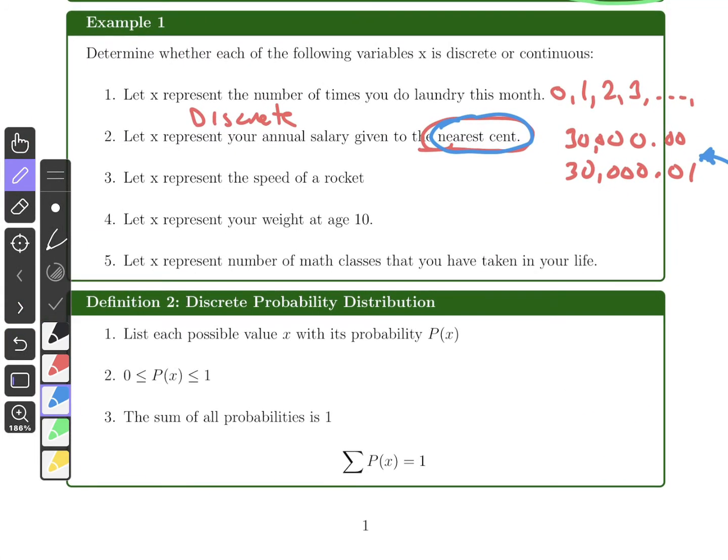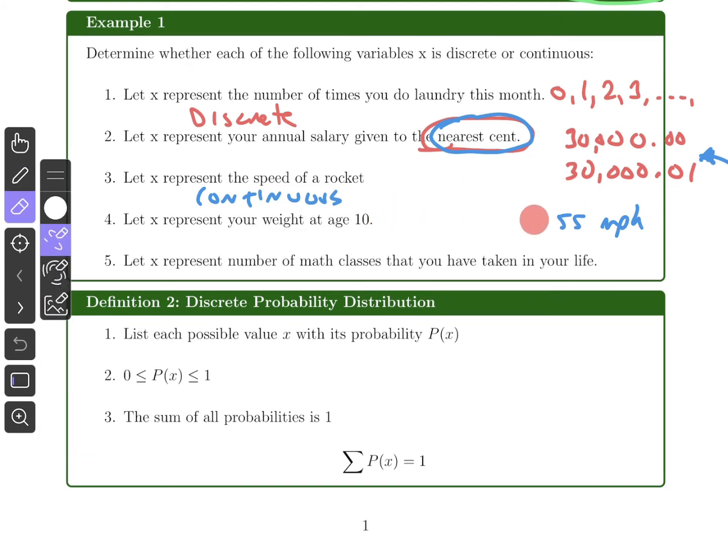Now, X represents the speed of a rocket. I'm not doing any rounding, and so because of that, it's going to end up being continuous, because you could have a rocket be 700 miles an hour, or 701, or 700.5, 700.55 miles per hour. And this can go on forever. So that's why it's going to end up being continuous.